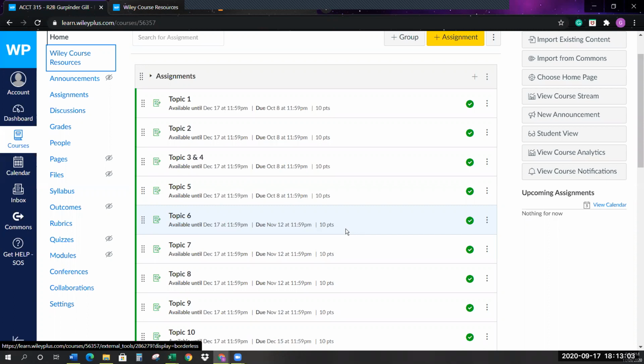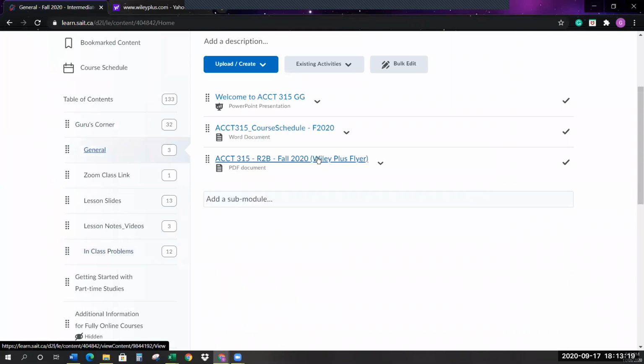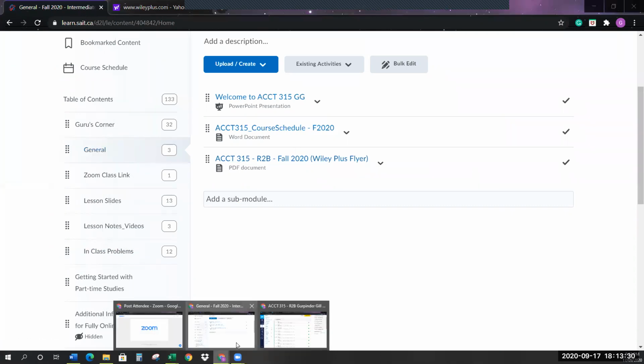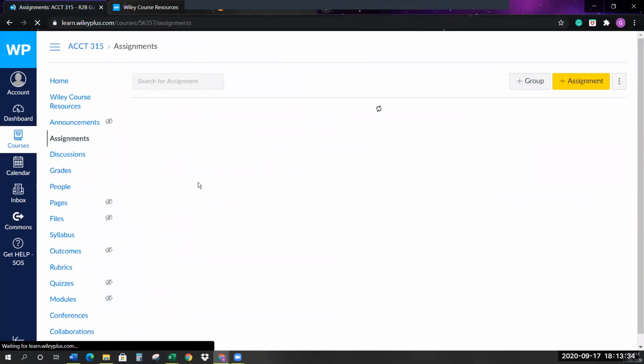Where do we get these assignments? The assignments are already there under Wiley Plus. Once you purchase the Wiley Plus code, then in your D2L there is a Wiley Plus flyer under the Guru's Corner General tab. You can access my class link through the flyer, but make sure you have the access code. Once you get in there, go to the assignment tab and that's where everything is listed.